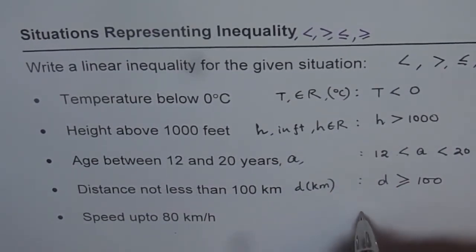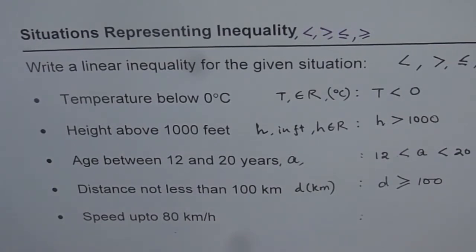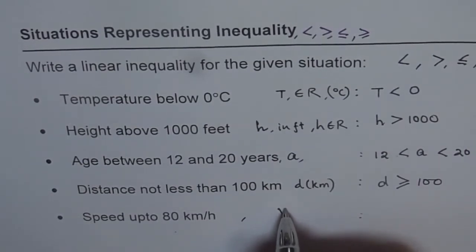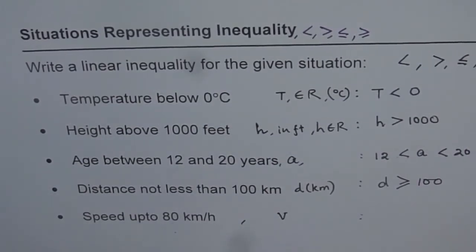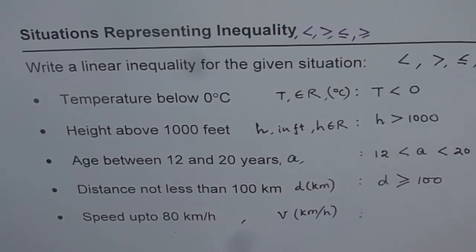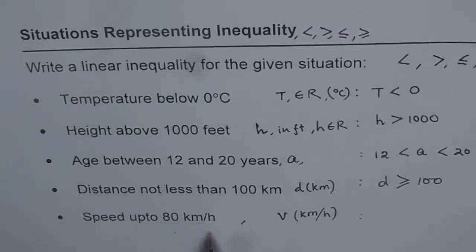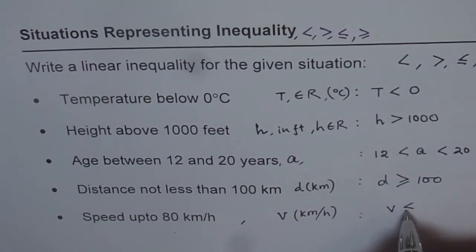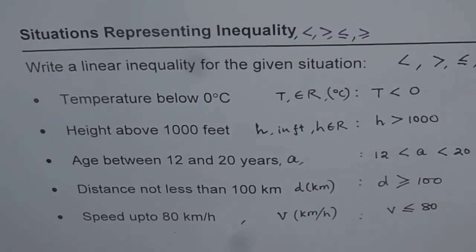Now the last one for us here is speed up to 80 kilometers per hour, correct? Now let's define a variable, let's say velocity. We'll use velocity v to represent speed in this case. V as speed in kilometers per hour. Now v is representing speed in kilometers per hour, and we say speed up to 80 kilometers per hour. That means it cannot go beyond 80, but it could be up to 80. That means v, I will write here v less than equals to 80. So that means it is up to 80 kilometers per hour, right?